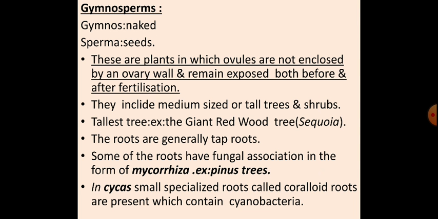Now, in trees, the root system is always taproot system. You might have studied there are two types of root system, taproot system and fibrous root system. In trees, that is in redwood tree or in pinus, the root system is taproot. Now, which plant will be having taproot system? Their roots will be having a fungal association in the form of mycorrhiza.